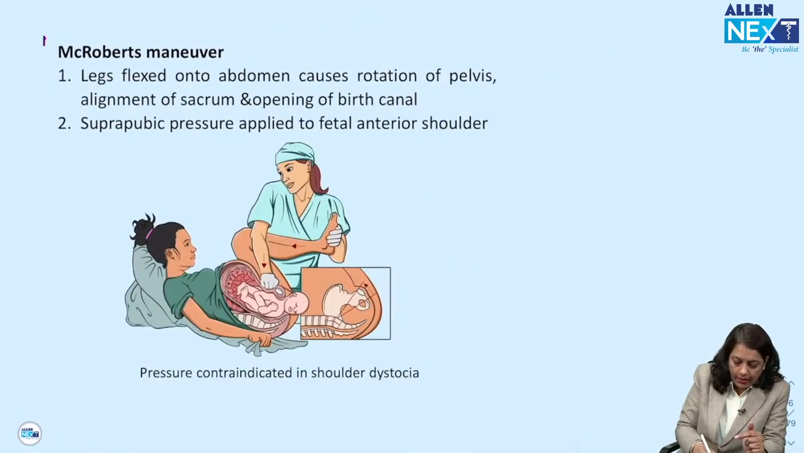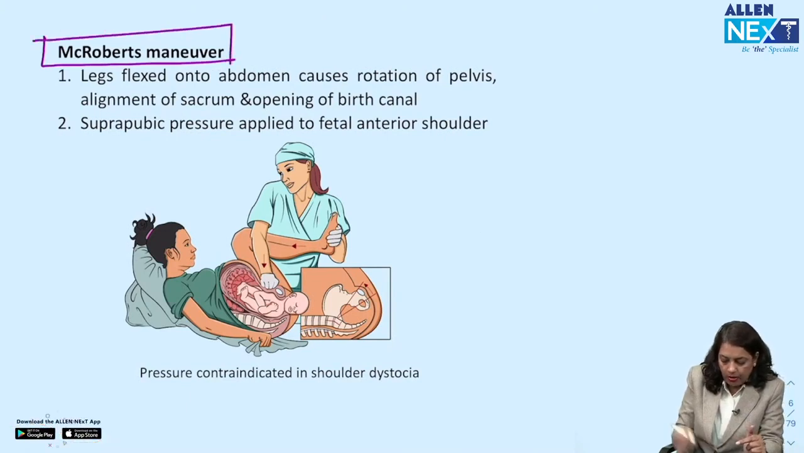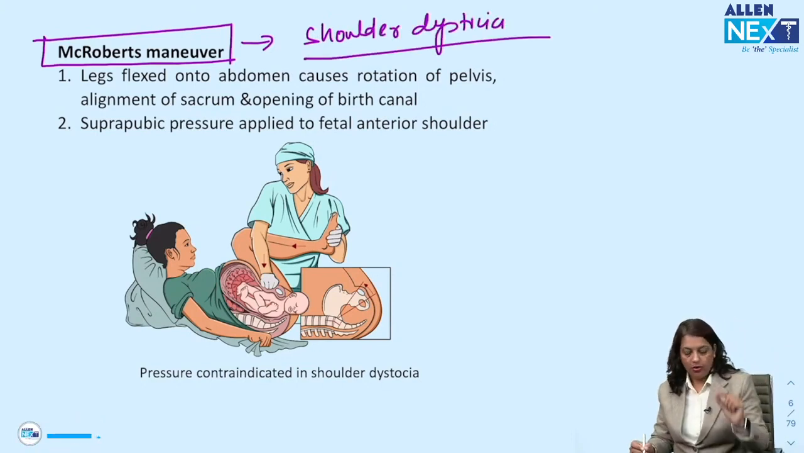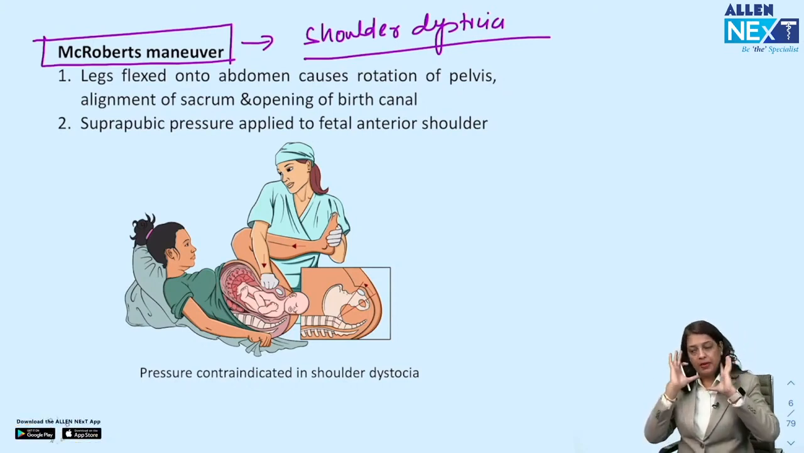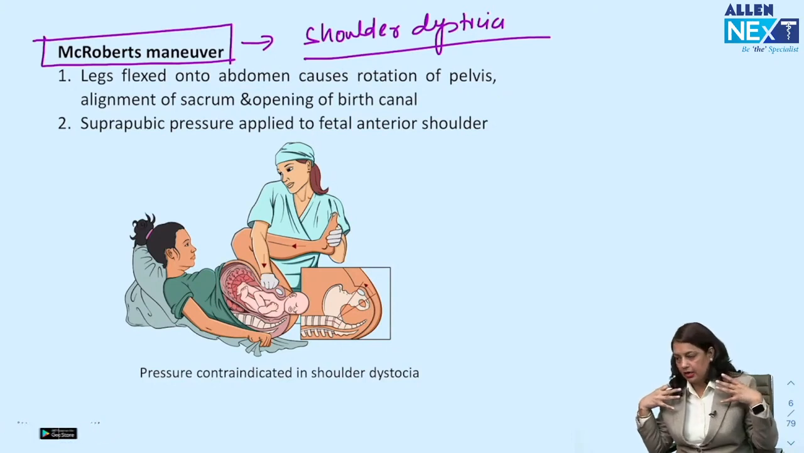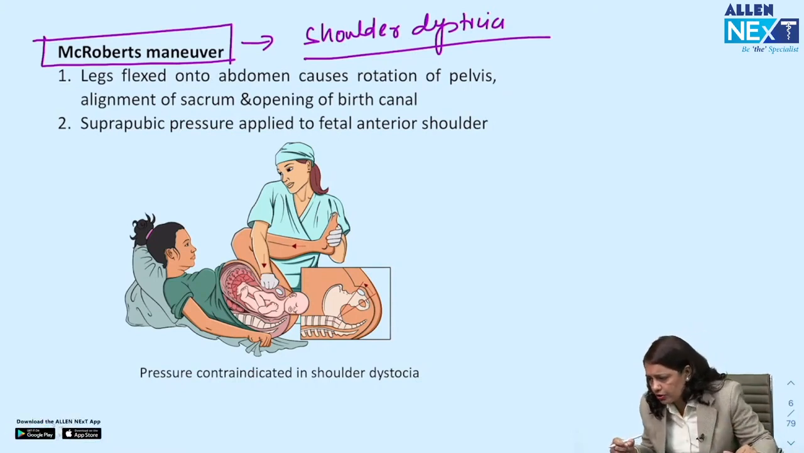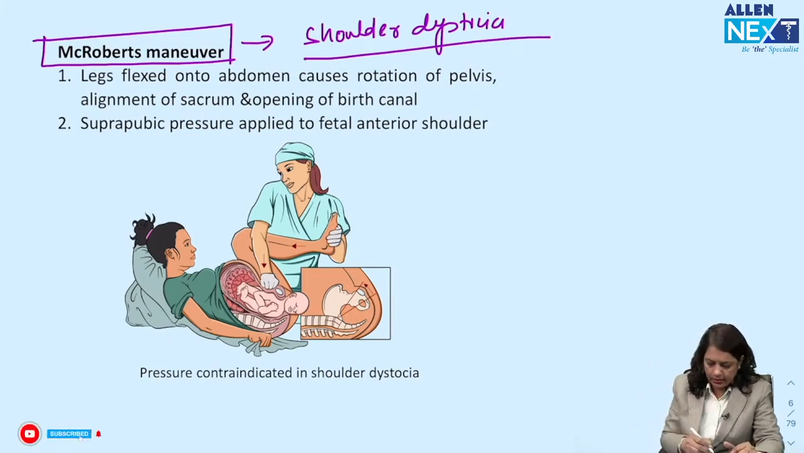Next, what is the McRoberts maneuver? The McRoberts maneuver is applied in case of shoulder dystocia. What happens is, the baby's head is delivered and the shoulders are the ones which get stuck. So Dr. Shubham, welcome. Dr. Shubham, Dr. Ritesh, Dr. Kishore, I can see your correct answers here.